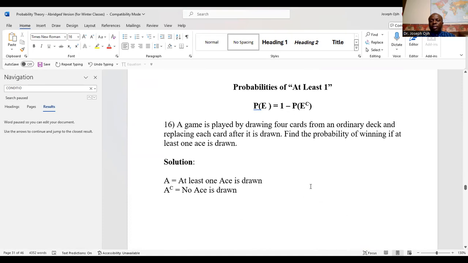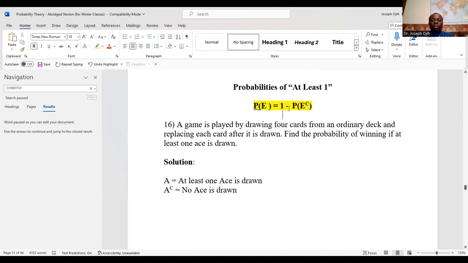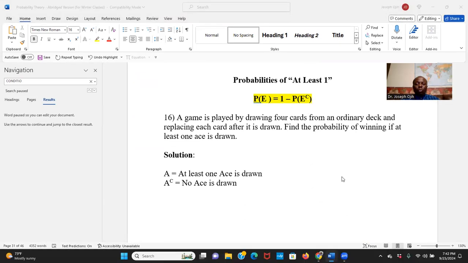We call it at least one probabilities. So to solve this kind of probability, we use the complement rule. The probability of E equals 1 minus the probability of E complement. What this means is that when we're trying to find the probability of at least one, we get the probability of the opposite event and subtract the answer from 1 to get the probability of at least 1. Let's see how it works.